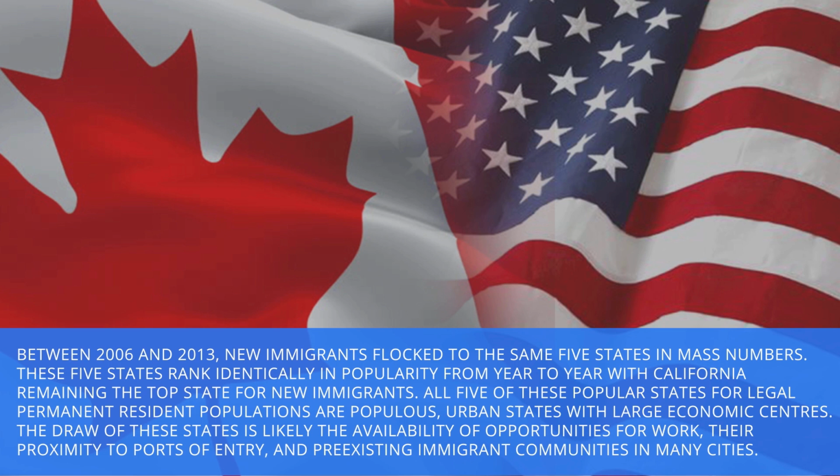These 5 states rank identically in popularity from year to year, with California remaining the top state for new immigrants. All 5 of these popular states for legal permanent resident populations are populous urban states with large economic centers. The draw of these states is likely the availability of opportunities for work, their proximity to ports of entry, and pre-existing immigrant communities in many cities. You can see how this trend has continued below.